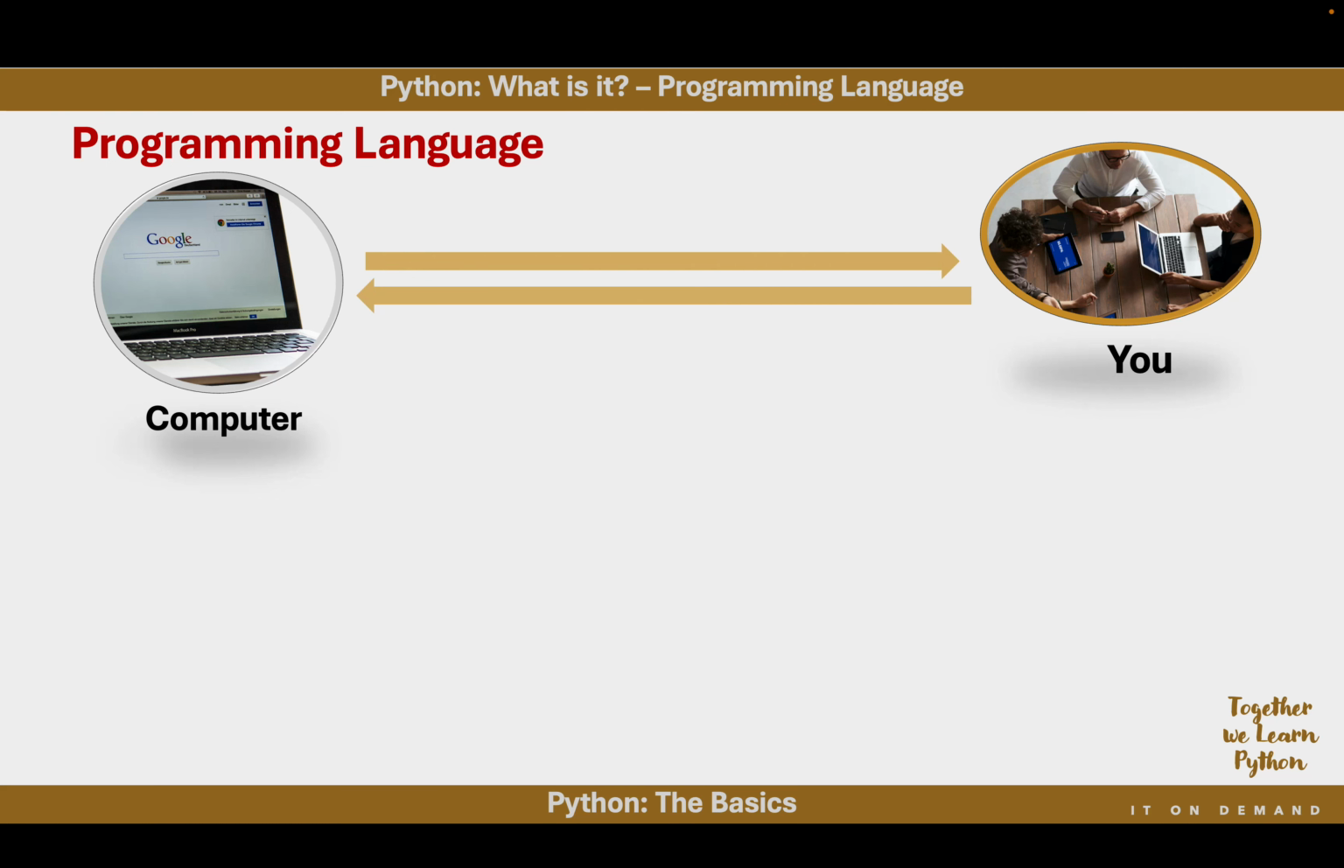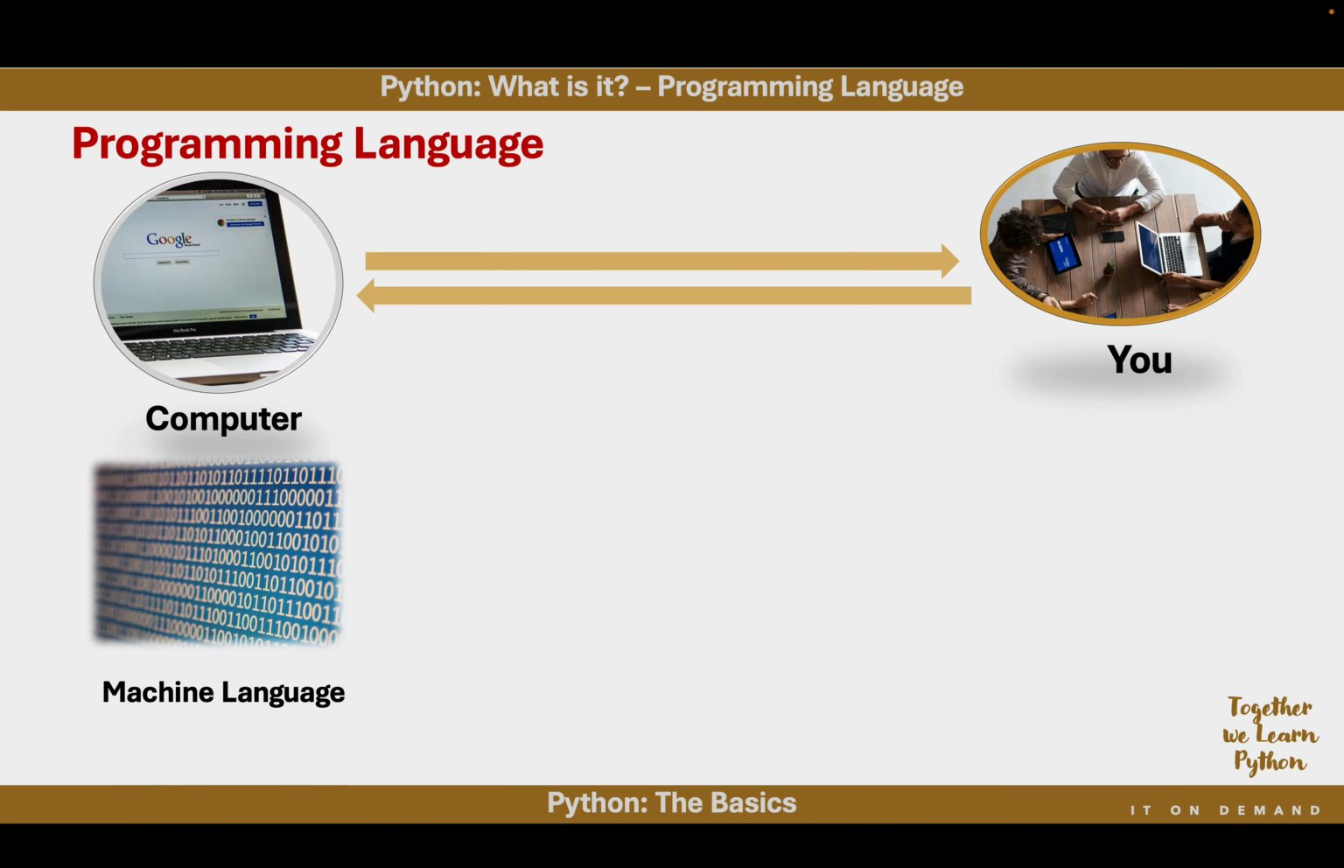And the reason there's no way to do that is because the only language a computer understands is called machine language. And machine language is based on zeros and ones, just as you see here. This doesn't make sense to me as a human being. I don't know if it makes sense to you, but it doesn't make sense to me, because this is not my language, but this is the only language that the computer understands.